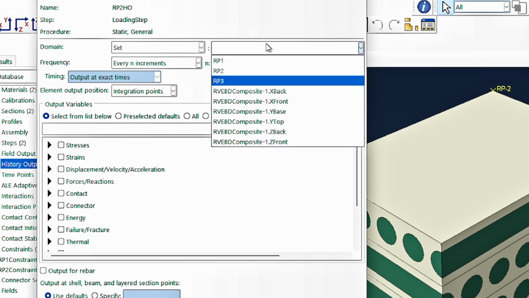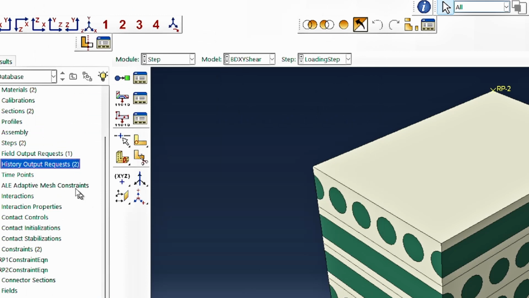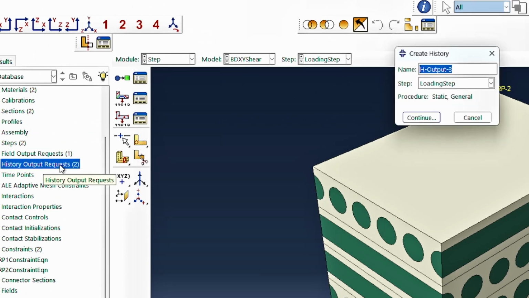So we go and look at reference point 2, and it's moving in the one direction. So we're looking at reaction force 1 and U1. So that's what the loading is. So the system is being moved in one direction, and we're happy with that. So we create another history output, which is the reference point 1 history output.